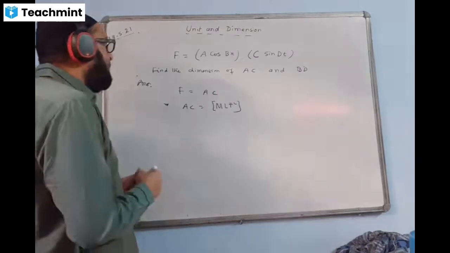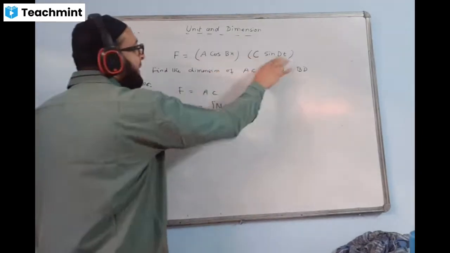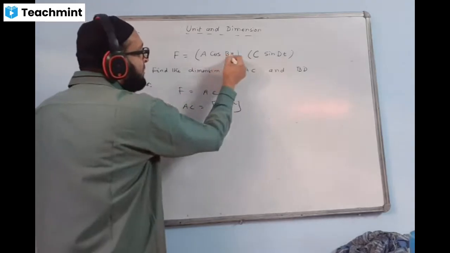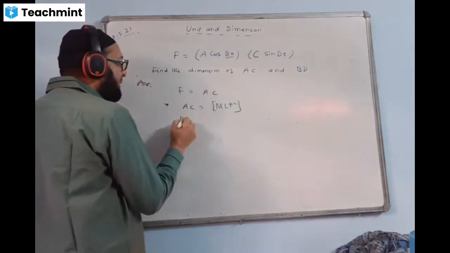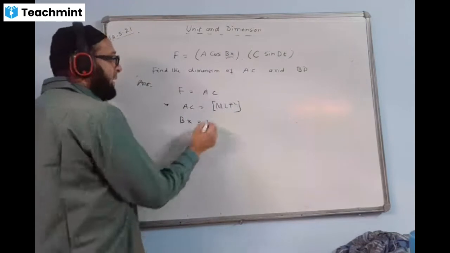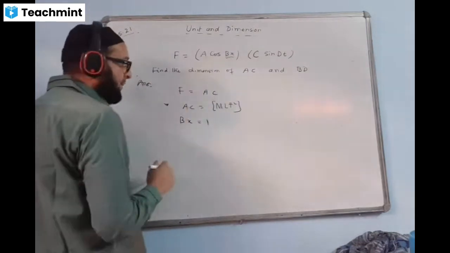Now we have to find the dimension of BD. See, this is cos of what? Angle has got no dimension. That is right. BX is equal to 1. I'll write it like this: BX is equal to 1.